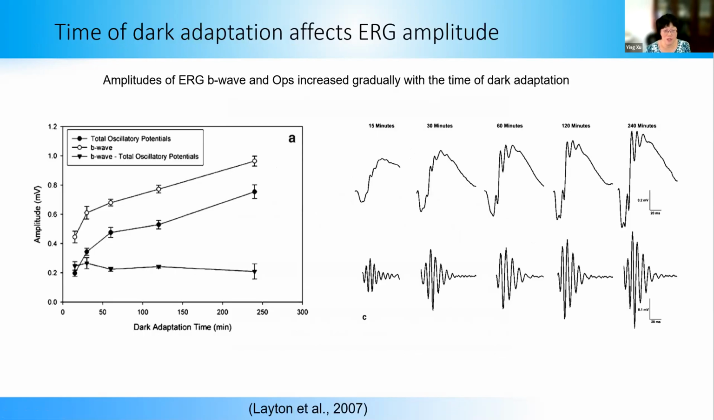One study in 2007 shows that when they increased the dark adaptation time from 30 minutes to 1 hour, 2 hours, and 4 hours, the A wave, B wave, as well as the OPS amplitude increased over time. This is an intensity curve showing these changes, which later reach a plateau. That means when you want to test the animals, you really want to dark adapt the animals for over 4 hours in order to get a stable result. So usually we recommend the adaptation time to be at least overnight or 8 hours.